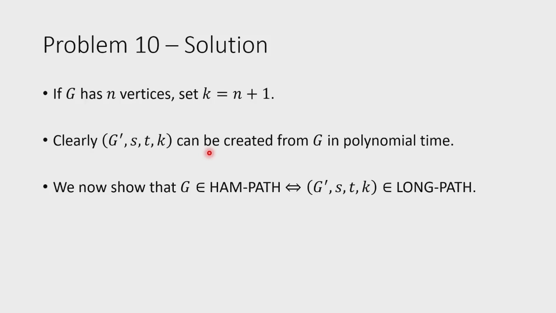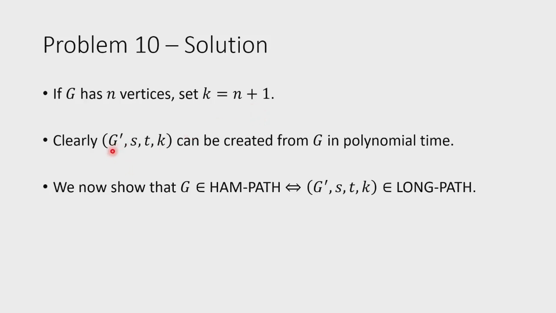So far we have just given a construction. We haven't argued anything about whether, if G has a Hamiltonian path, then G prime has a long path or something like that. So what is K here? K is n plus 1, where n is the number of vertices in G. And is this K the number of vertices in G prime? No, it's 1 less than the number of vertices in G prime. We would see why this value of K is important later.